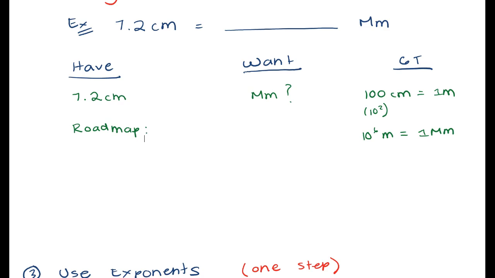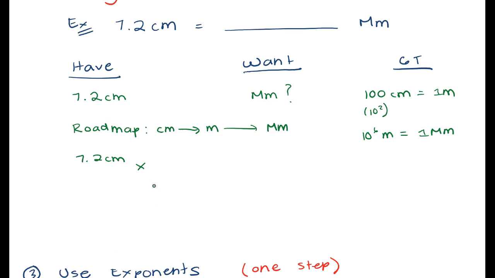I'm going to start with what I have, always, centimeters, and from my get there I can go to meters, and then from meters I can go to megameters. So this is the two-step process. Once I have my roadmap, I'm going to just follow it. So I have 7.2 centimeters. I want to multiply it by some conversion factor to make things cross-cancel. Remember that these can always be written as fractions because they are conversion factors. Since I'm starting with centimeters, I want centimeters on the bottom to make it cross-cancel.